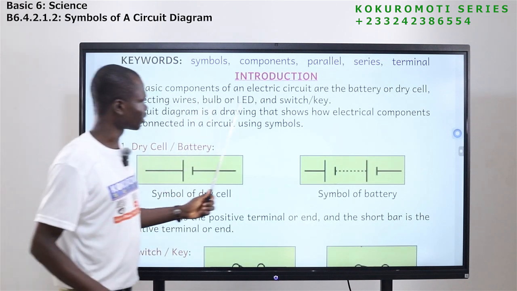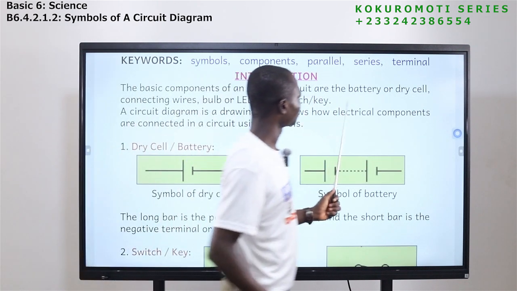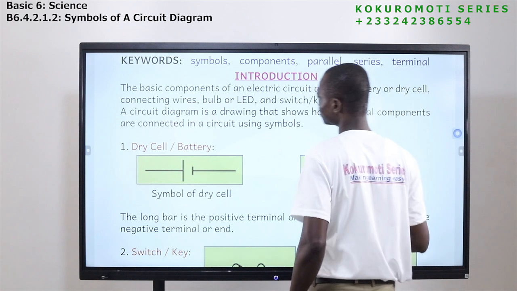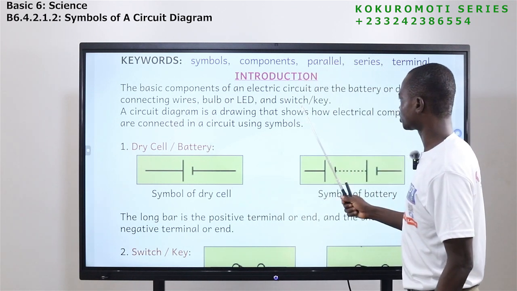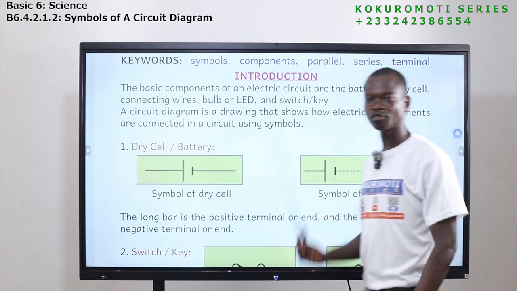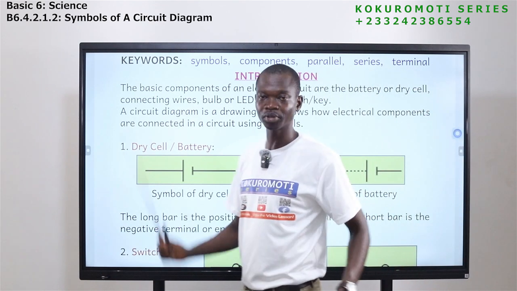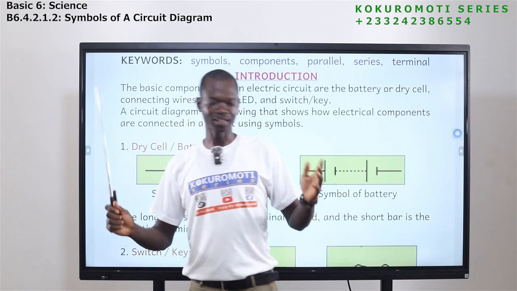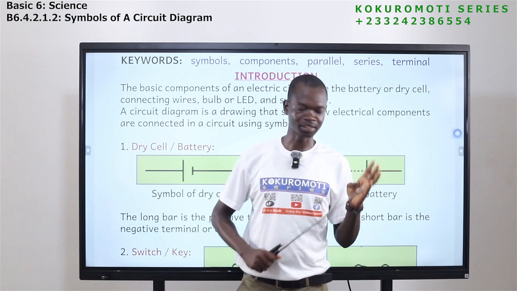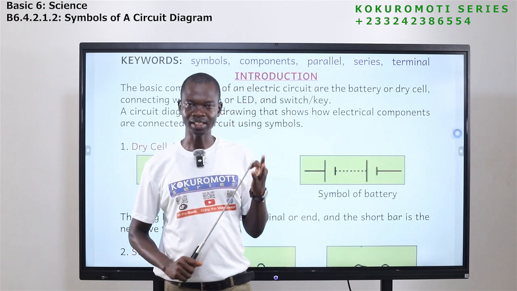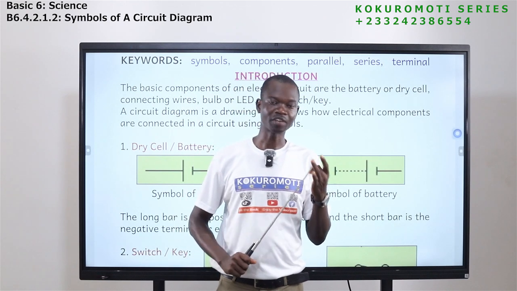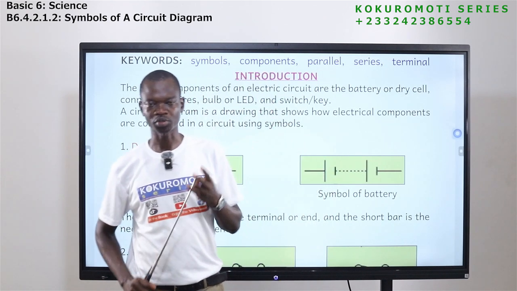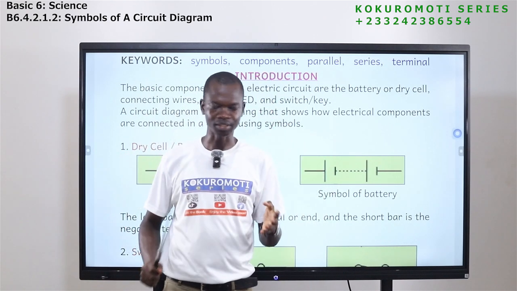The basic components of an electric circuit are the battery or dry cell, connecting wires, bulb or LED, and switch or key. So there are 4 basic parts or components of an electric circuit. They are battery or dry cell, we have LED or bulb, we have connecting wire, then we have switch, which is also called key.